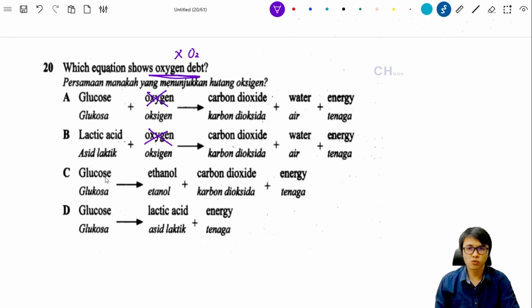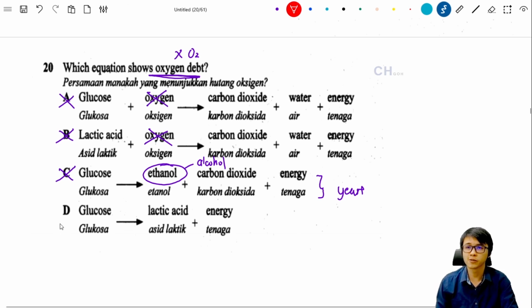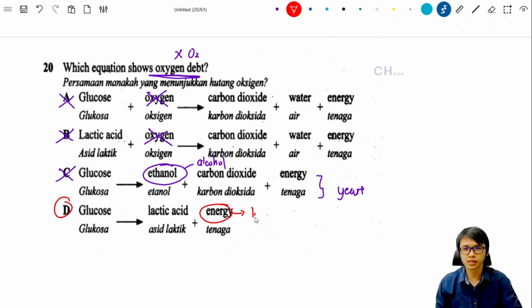C and D, these two reactions don't involve any oxygen, but look at the product. The product for option C is ethanol. What is ethanol? Ethanol is a type of alcohol. Can your body produce alcohol? No, right? The organism that can produce alcohol is called yeast. Humans cannot produce alcohol, so this reaction cannot happen in our body. So the final answer for this question is D. Glucose becomes lactic acid and energy. And this energy is limited energy.